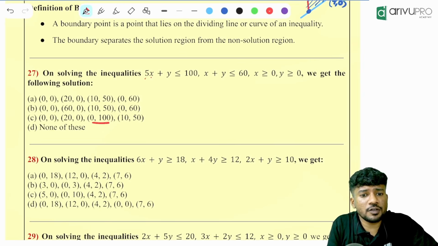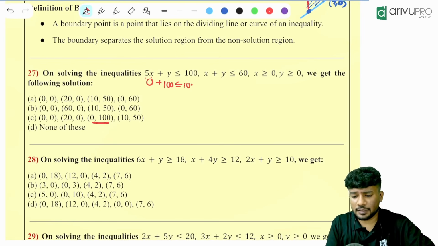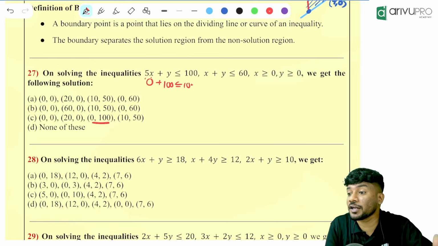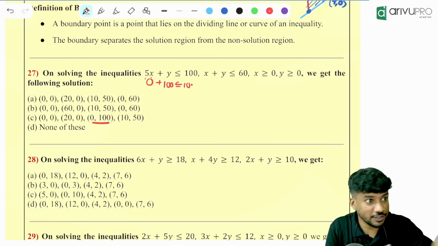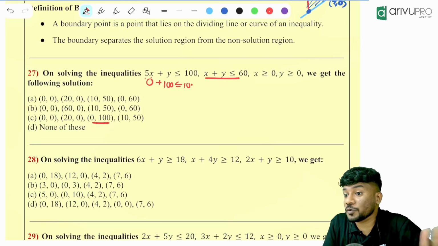5 into 0 is how much? 0. 5y, instead of y you write 100, less than or equal to 100. Is it correct? That is correct. Option hitting will not consume much time once you solve a lot of questions. It will not consume as much time as drawing the graph.